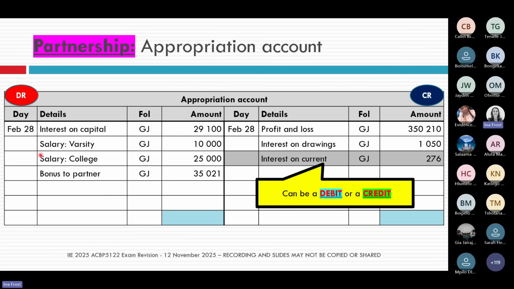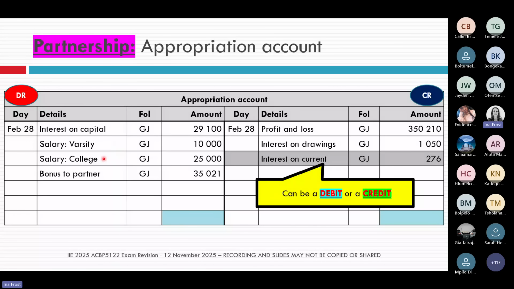Something I also need to stress is that for each of these accounts, like the salary accounts, the current accounts, the drawings and the capital accounts, you have to specify the name of the partner. Because we now have more than one capital account, you can't just say capital, or just drawings, or just current, because there is one per partner.